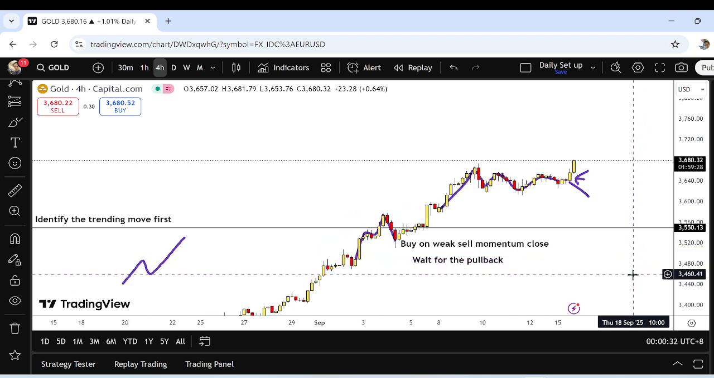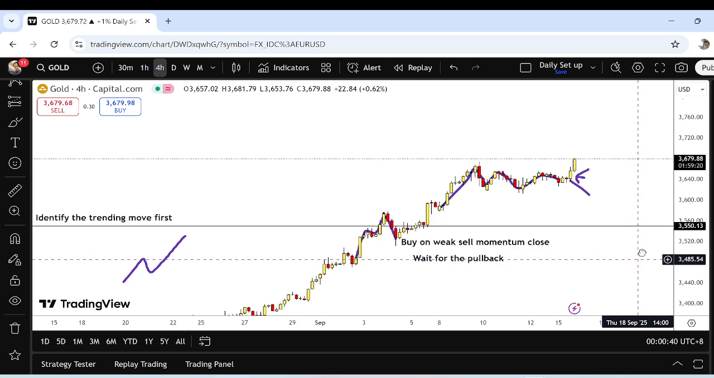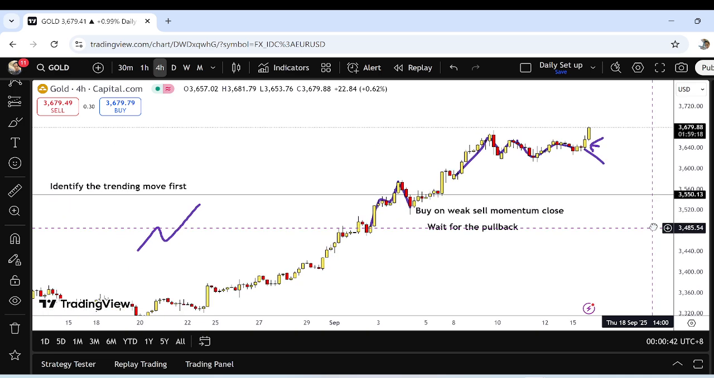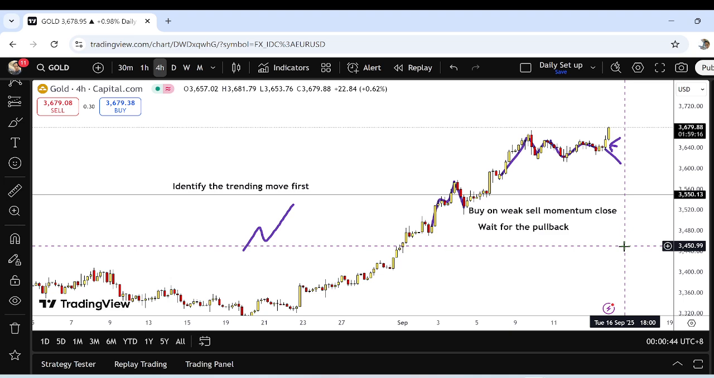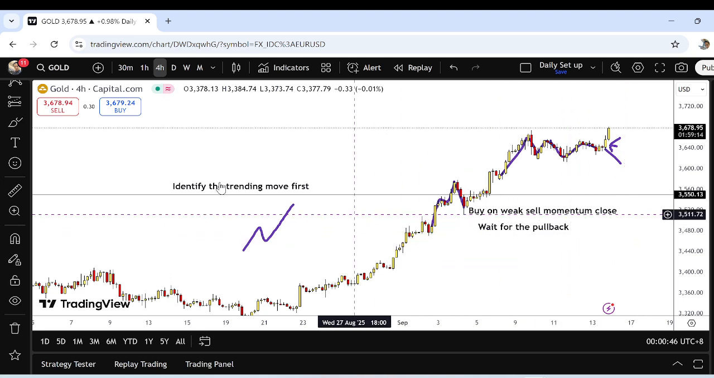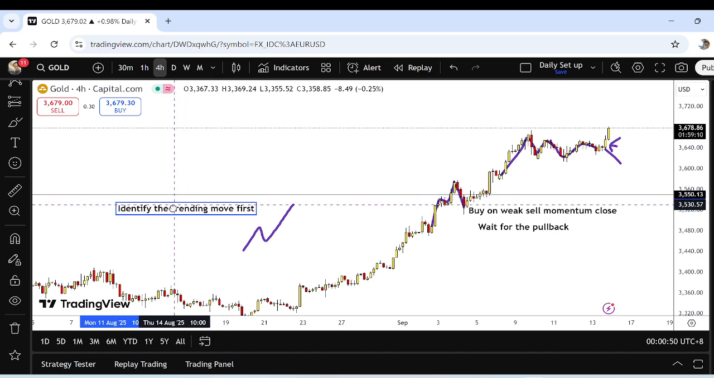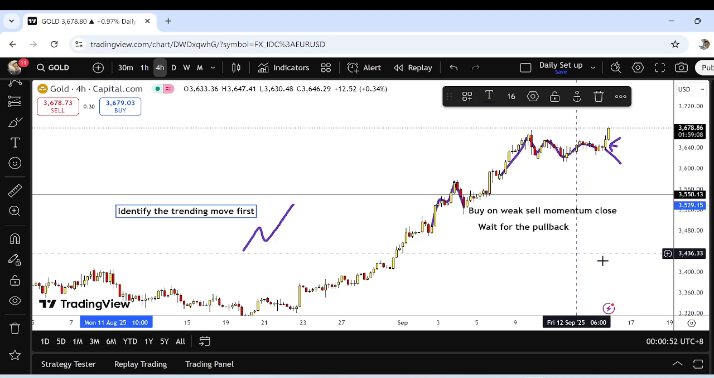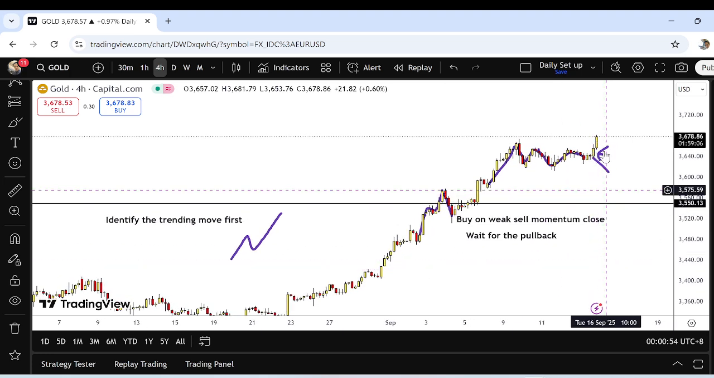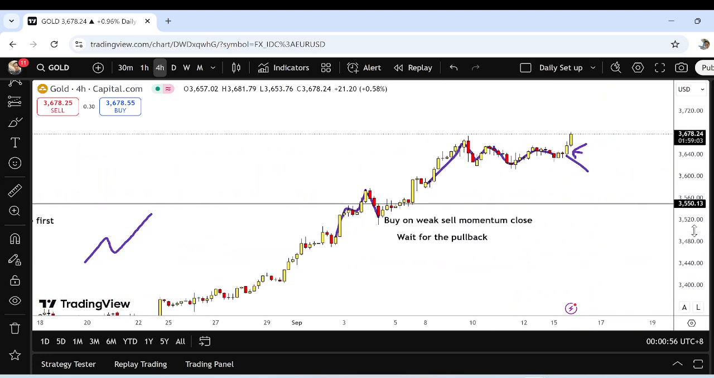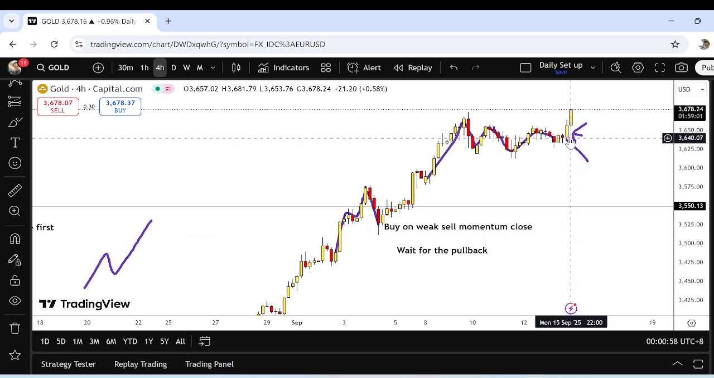These are the three steps that I would highly recommend when you miss a move. If you miss a move, it's okay, the market will come back, but always wait based on the 3 points first. Before that, you identify the trending move first. In this case, if you look at gold right now, you have missed this buy move. If you have missed this buy move, it doesn't matter.